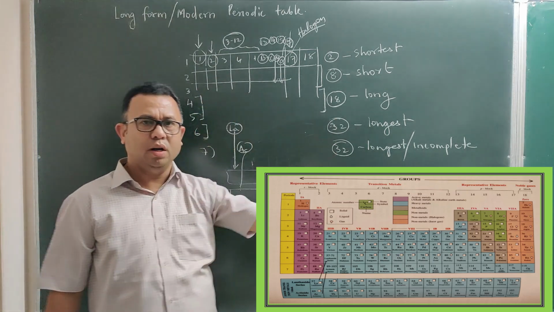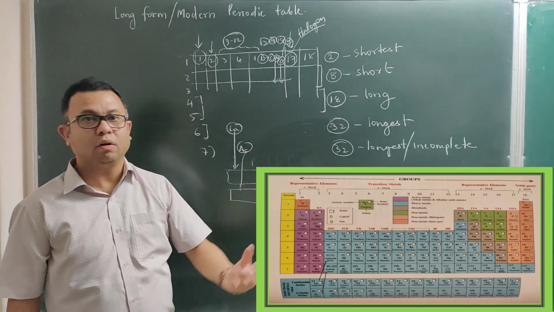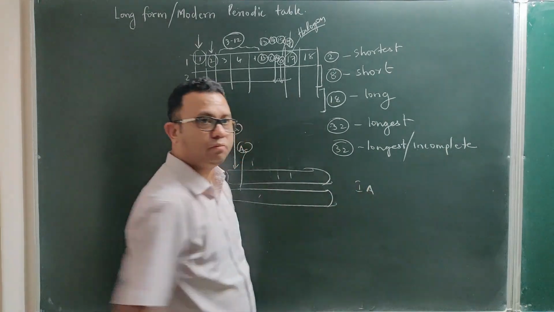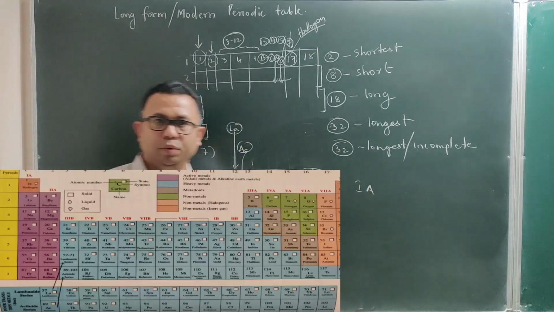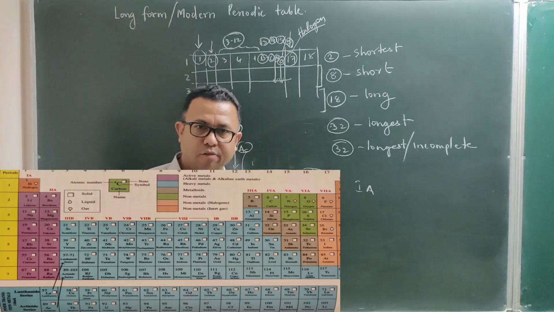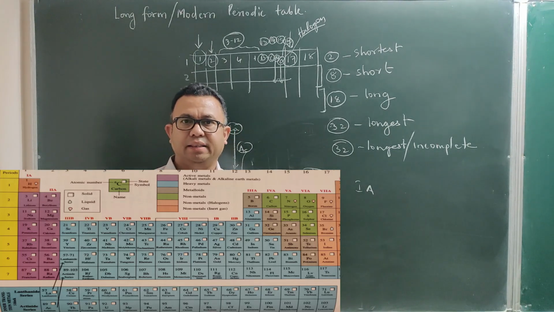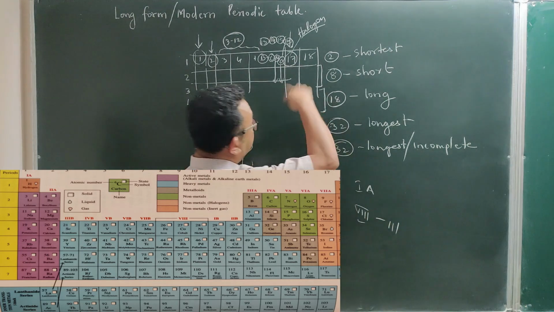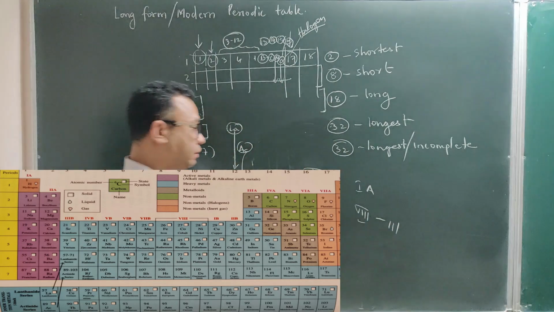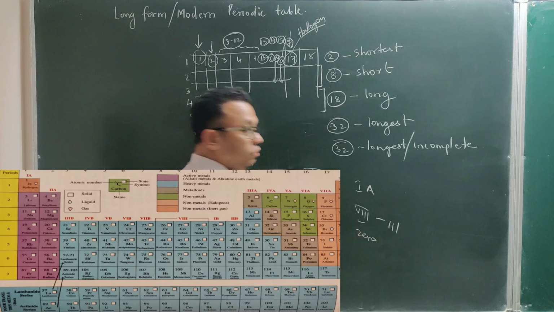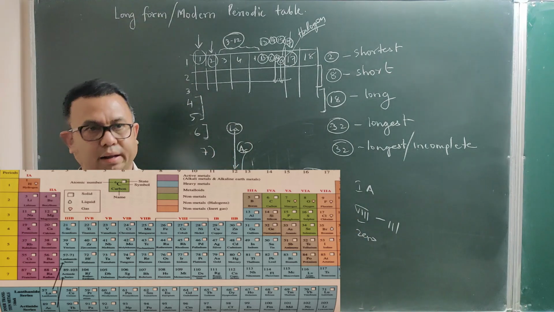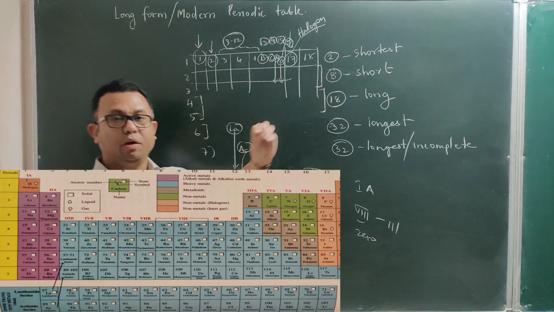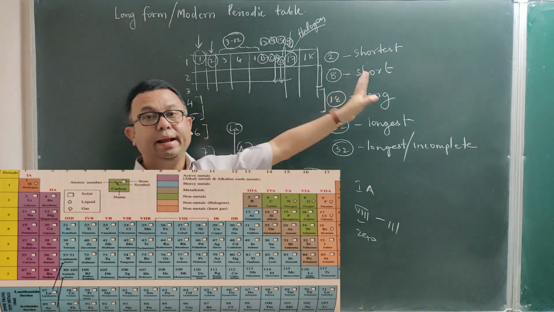In the older systems, these groups were recognized as 1A, 1B, 2A, 2B, 3A, 3B, 4A, 4B, 5A, 5B, 6A, 6B, 7A, 7B, then altogether 8. There were 3 vertical lines for 8, and then you have the 0 group. So altogether making it 18 vertical lines. But we'll go by the new IUPAC system, where we say group 1, 2, 3, 4, like this till 18.